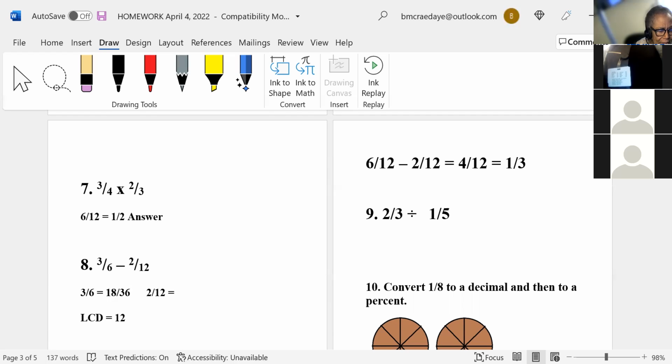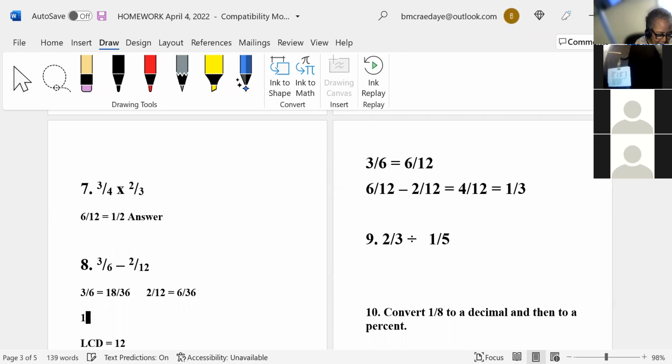12 times what number gives 36? Oh, 3. Okay, so 3 times 2 is what? 6. So that would be 6 over 36, right? So now you have 18 over 36 minus 6 over 36. We'll just write that. 18 over 36 minus 6. And what is that equal to, Maureen?